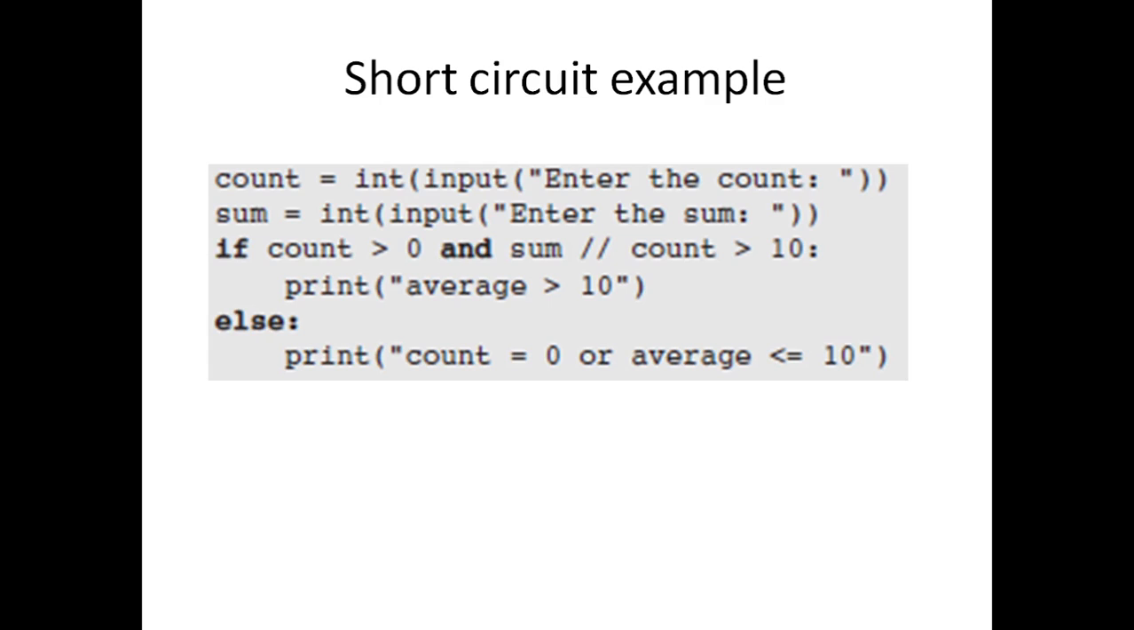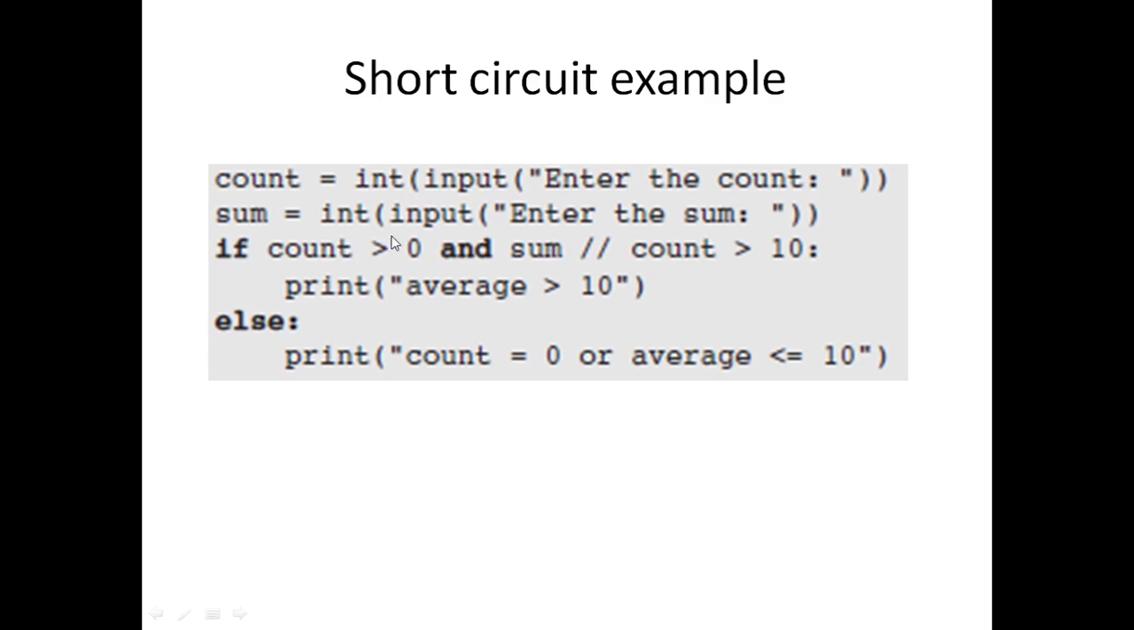This is needed in certain cases, so we will see an example of short circuit evaluation. We enter a count, and then we enter a sum. Now, if count greater than 0 and sum divided by count greater than 10, print the average, and else we print something else.